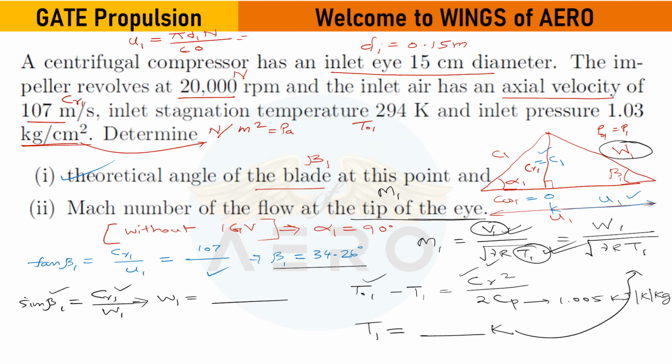There are a lot of questions you can find in GATE. You need to make use of this equation, the relation between the static and the stagnation. In the beginning of gas turbine also we discussed this formula. We took V1 squared by twice Cp. And when you are using it for a centrifugal or any other compressor, you have to take the axial or the radial velocity CA instead of V.